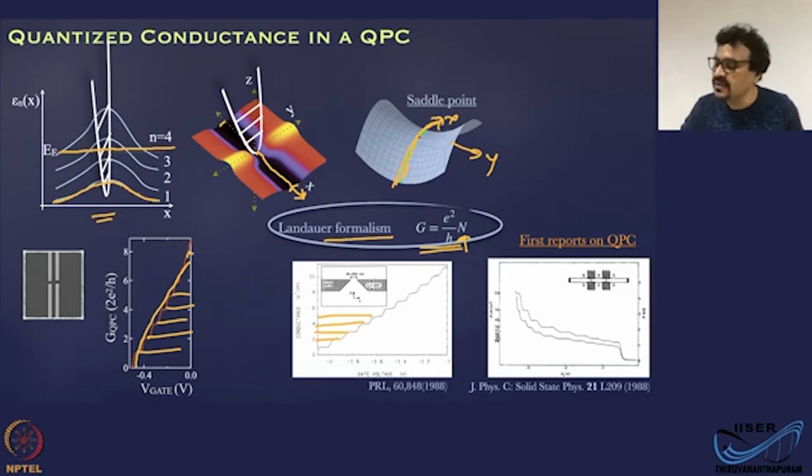And these two are two of the first experiments. Both happened in the same time period, 1988. These are the first two papers where they have observed the conductance. Okay, first reports of these quantum point contacts.